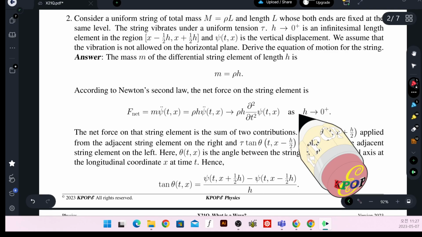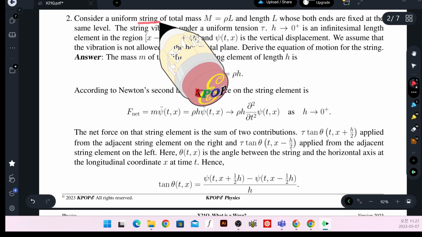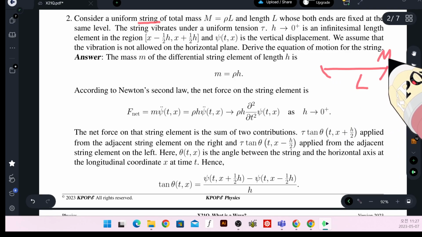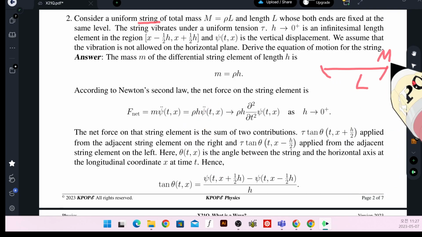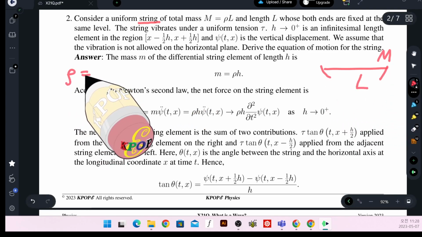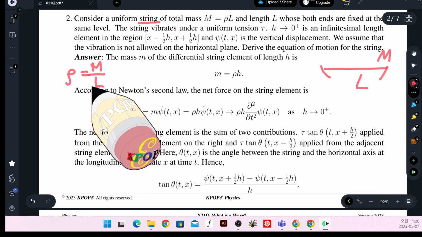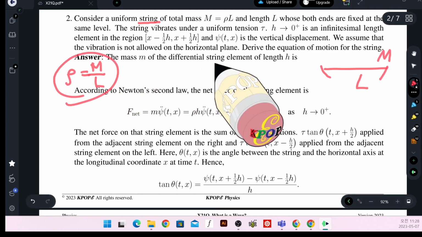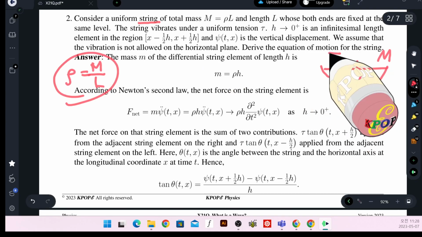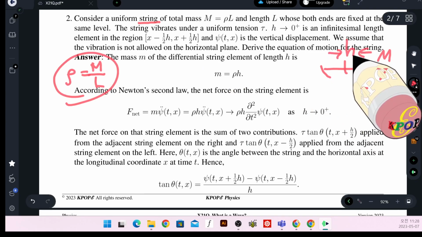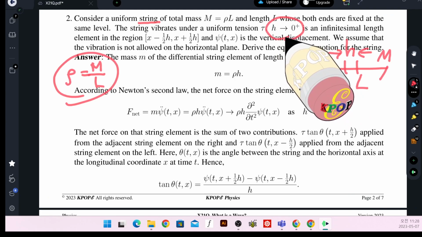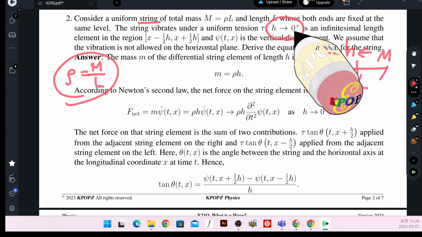We consider the vibration of a string, and the string has the length L, and the mass of the string is capital M. We assume that the density of this string is uniform, so the density is mass divided by length. So if I choose a very tiny piece of this string of length small h that approaches 0, we keep this one to be positive, but the length approaches 0.